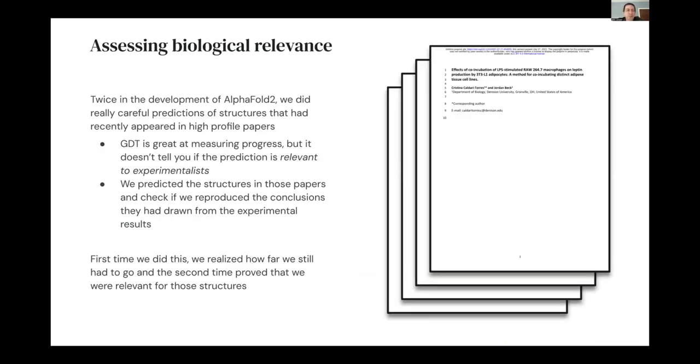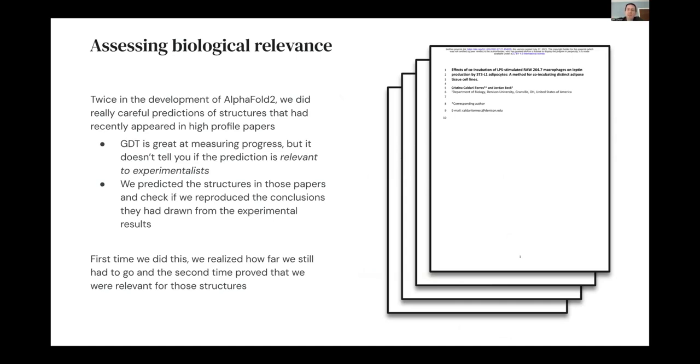And I'm running probably overtime, so I'll go quickly. I will also say that it's really important to think about: should biologists use our systems? GDT is a really incredible metric for measuring progress. It's a genuine advance over RMSD or other things that we had been using before, and things like TM score are about equivalent. But it doesn't tell you if the prediction is relevant.